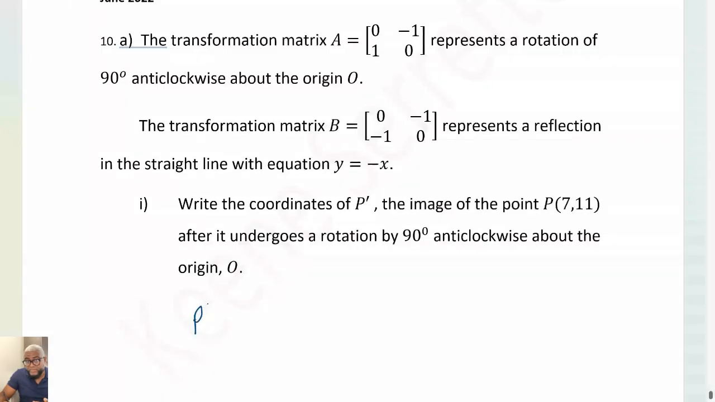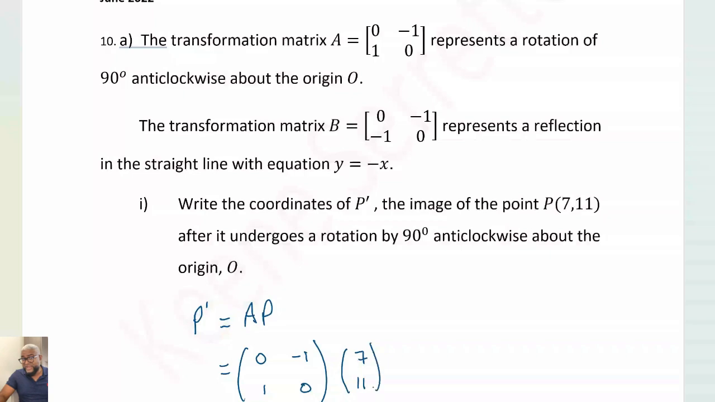So P prime, which is the image of the point P under the matrix transformation A, you're going to take A and multiply by P, right? So let's go. What is A? A is 0, -1, 1, 0. And we're going to multiply it by P, which is written in vector form. So this will be 7 and 11. Is everybody good there?